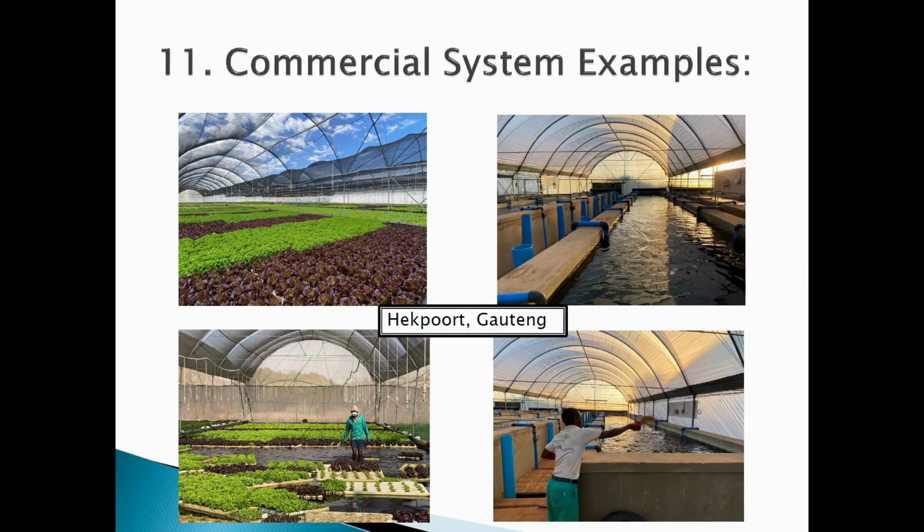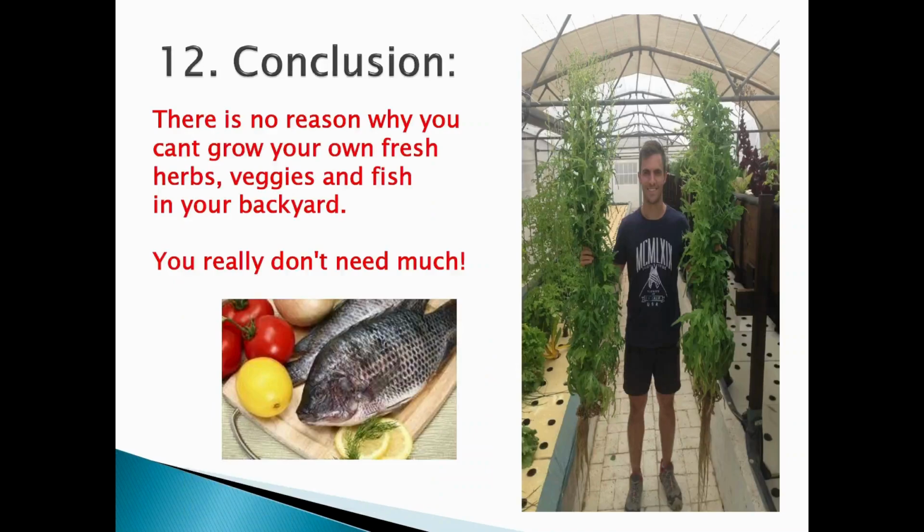And then another example is Hakput in Gauteng, which Henk told us unfortunately recently closed down, but they had a massive system, mostly growing lettuce on rafts, as you can see, and the system was very successful. It is just known to be very expensive to start and hard to catch up on that initial capital input.